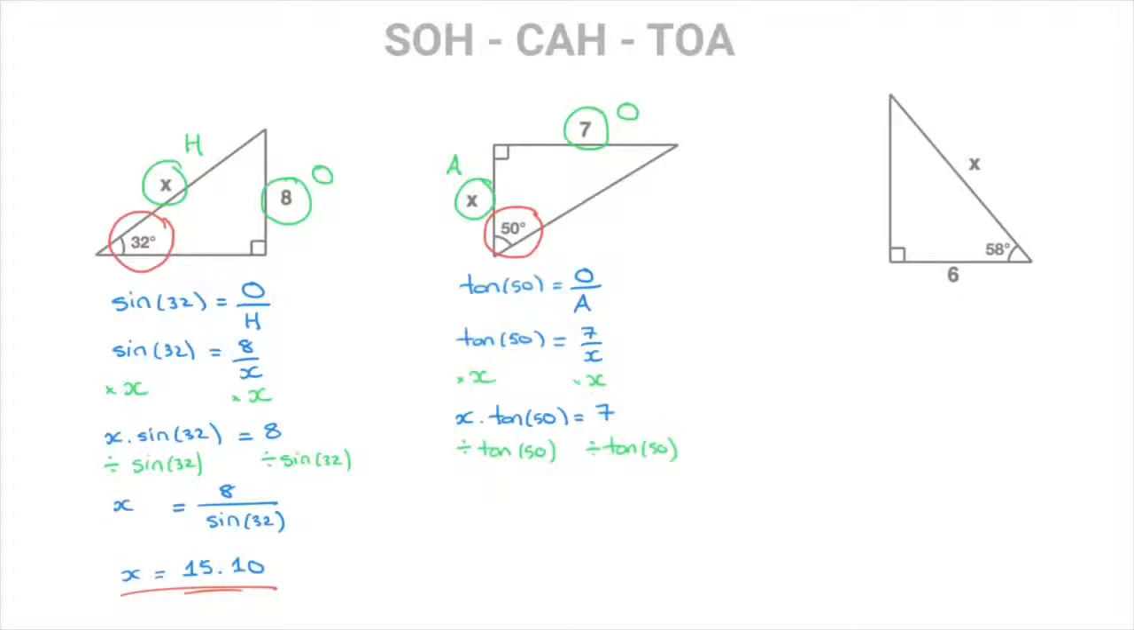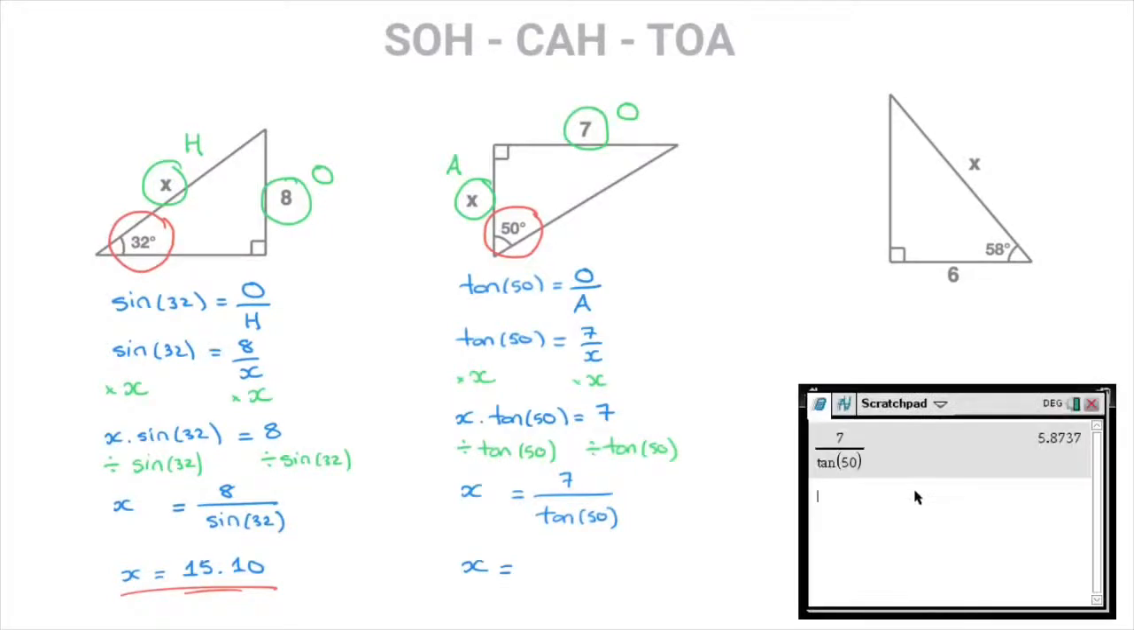That leaves us with x times tan of 50 divided by tan of 50. Well, that's just x, which equals 7 divided by tan of 50, which we write 7 over tan of 50. And at this stage, we have an expression for x. All we have to do now is use our calculators to evaluate 7 divided by tan of 50. And in doing so and rounding to 2 decimal places, we find that x equals 5.87. And that's the final answer.